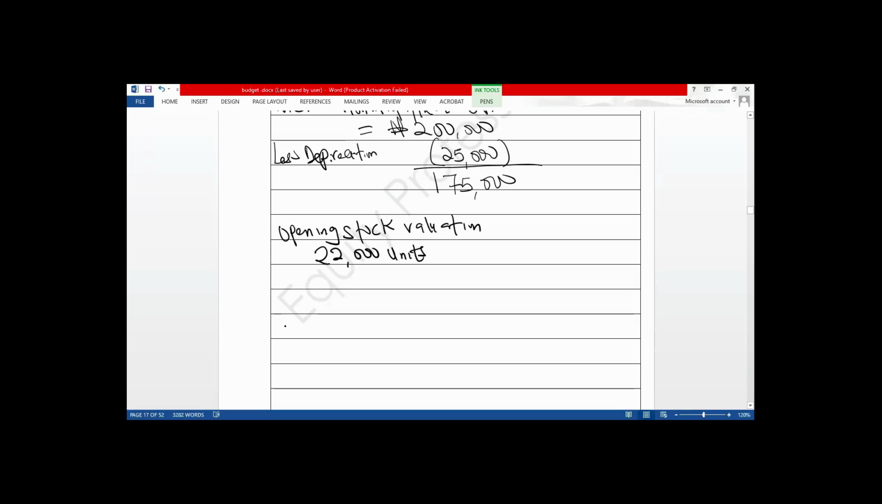Our closing stock valuation. We have 33,000 units at the close of March. Now, we need to look for the price for valuation. Go to the question. I will show you the price now.